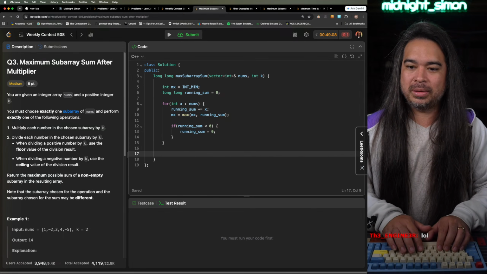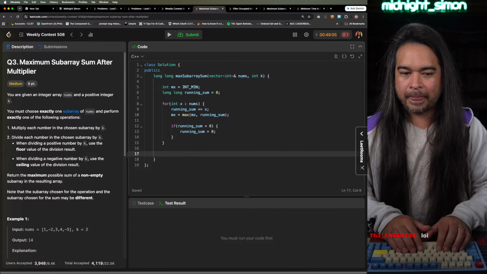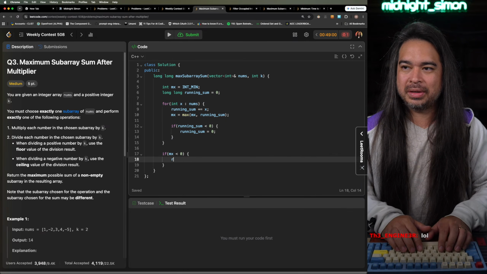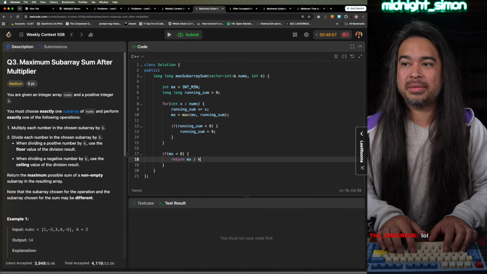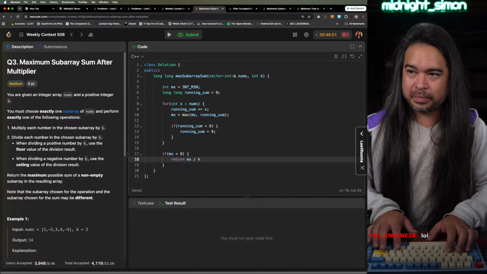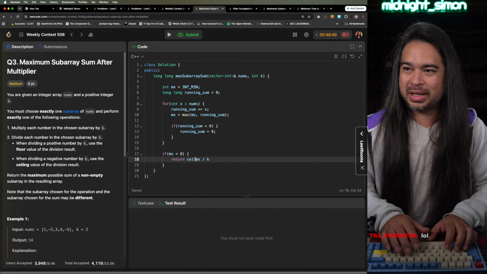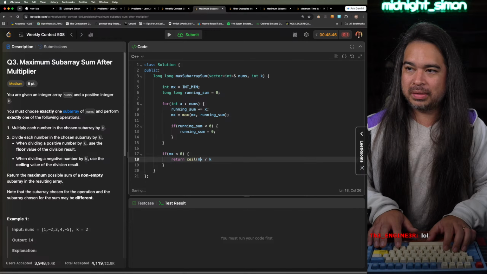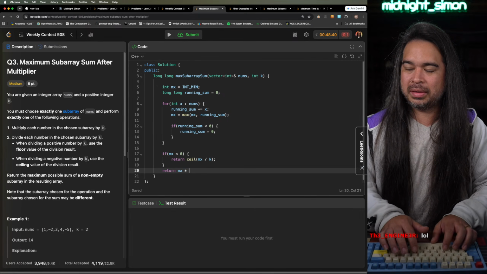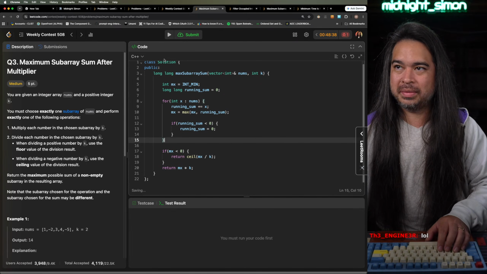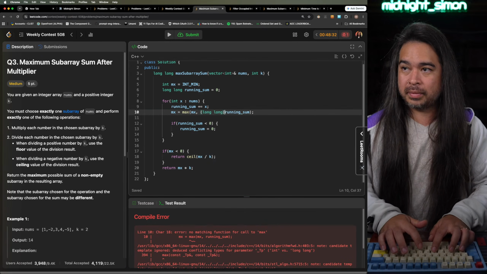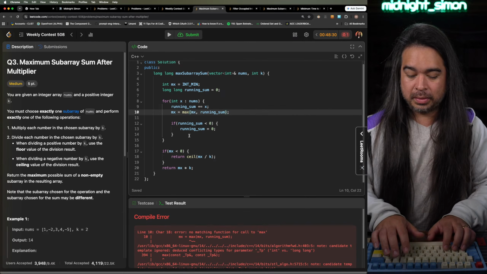Then, so I guess if this is less than 0, then I'm just gonna return that divided by k. But how do I get a ceiling? Is it like that? Do I just do that? We'll see.